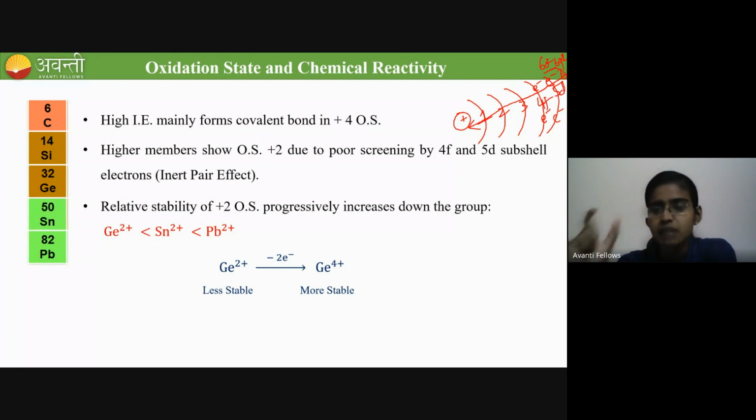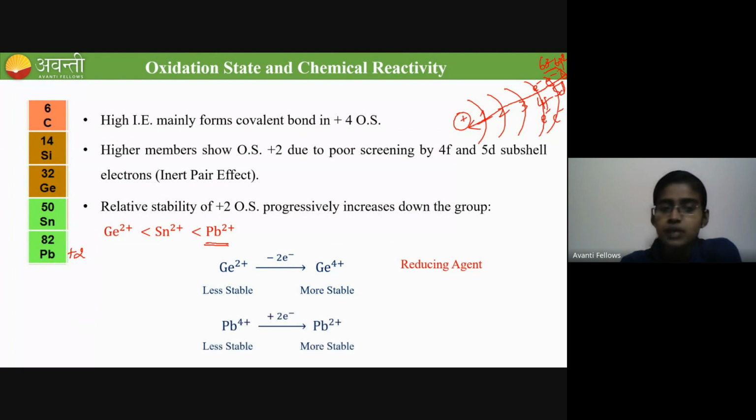If an element is losing its electrons, then we call that particular compound a reducing agent, right? So germanium 2+ is a reducing agent. Germanium 2+ compounds are good reducing agents. But lead 2+ is more stable because the lower oxidation states are more stable for higher members. So lead 2+ is more stable compared to 4+.